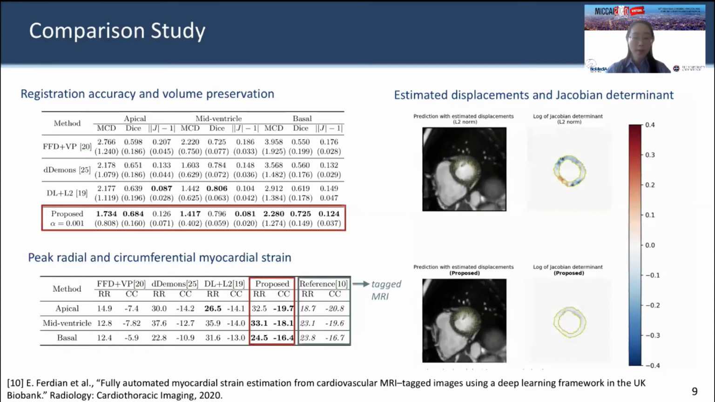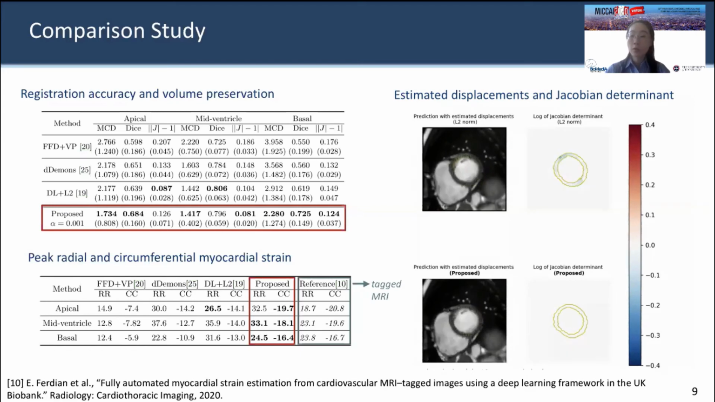And then we compare these approaches in terms of the peak radial and circumferential myocardial strain. To better understand the strains, here we compare the results from the cardiac cine MRI with that from the tagged MRI, which has been used as a reference modality for the strain analysis. Here we can see that our proposed method can achieve the radial and circumferential strain in a more reasonable value range that is defined by the reference.